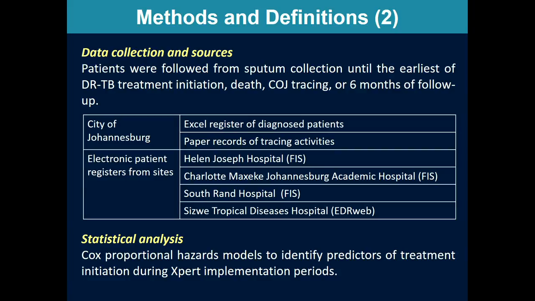The data that we used came from the City of Johannesburg. Here we used an Excel register of diagnosed patients and also paper records of tracing activities. We also used electronic patient registers from the 4 sites, the 3 decentralized and the 1 centralized site. For the statistical analysis, we used Cox proportional hazard models to identify predictors of treatment initiation during the different implementation periods.